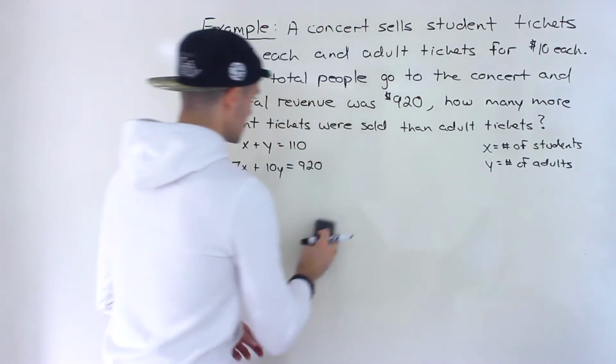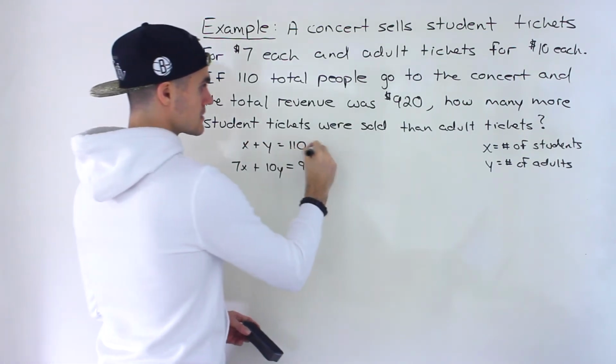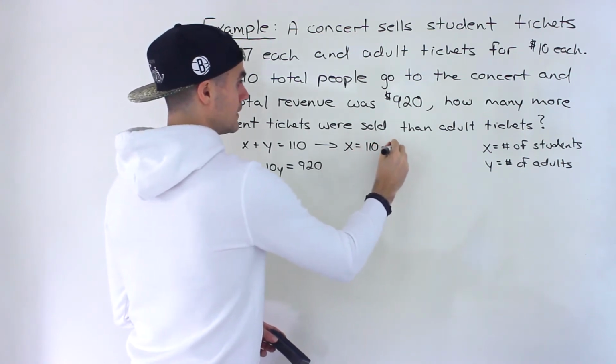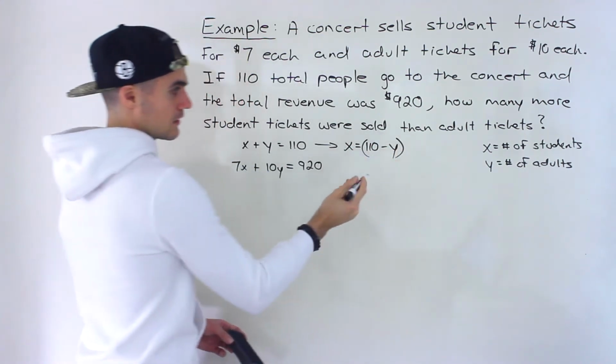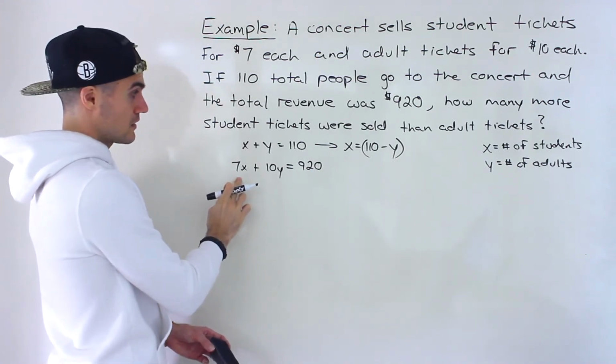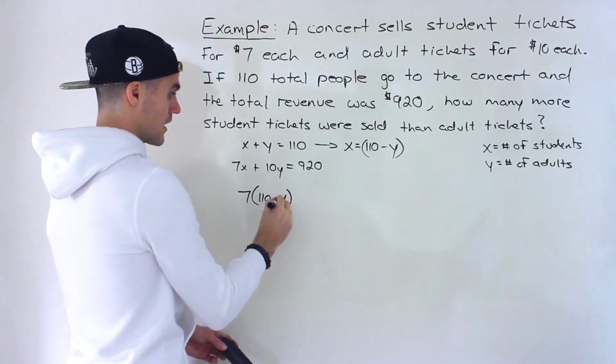So let's solve with substitution, because these x and y's are by themselves. I'm going to isolate for the x, so I'm going to bring the y over. So x is equal to 110 minus y. And then I can plug that in for this x value right here in the second equation. So 7 times 110 minus y, put that in brackets, be careful.